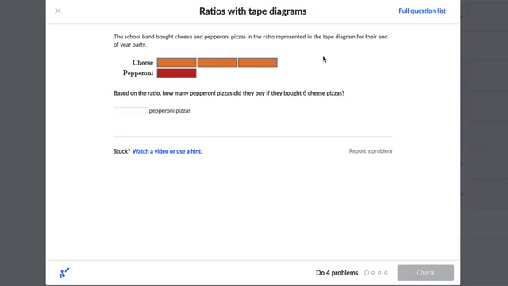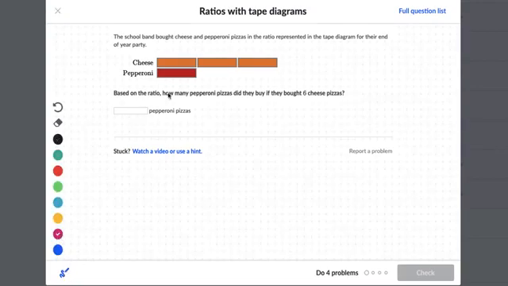Okay, so in this problem, it says the school band bought cheese and pepperoni pizzas in the ratio represented in the tape diagram for their end-of-year party. It looks like we have a cheese and pepperoni tape diagram. I'm gonna have to count to see how much is in each. 1, 2, 3 for the cheese and 1 for the pepperoni. It's a 3 to 1 for cheese to pepperoni. Based on the ratio, how many pepperoni pizzas did they buy if they bought 6 cheese pizzas?